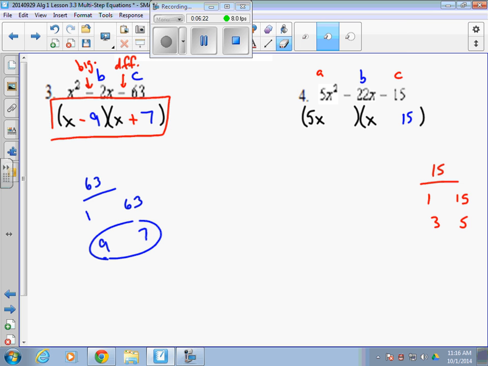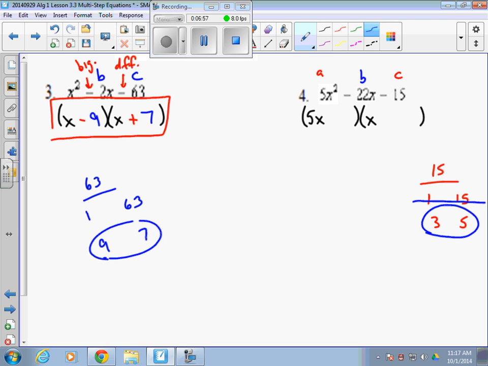So instead of working the whole thing out, it's not necessary. Maybe we can try it the other way. 15 right here and 1 right here. When we FOIL that, we're going to get 5x and 15x, which gives us 20x. That's not 22. So we can't use any version of 1 and 15. We have to use some version of 3 and 5. This is the most tedious version. I told y'all I wasn't going to give you a whole lot of examples with A values other than 1.